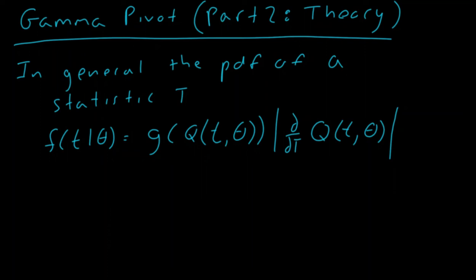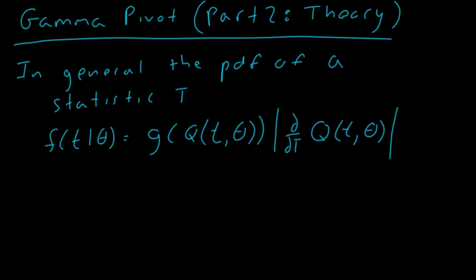Okay, so in general, the PDF of a statistic T can be written as such. f of t given the parameter theta is equal to some function g times our pivot quantity Q of t and theta times the absolute value of the partial derivative of our pivot quantity.